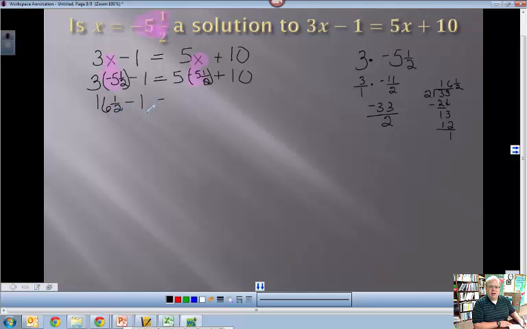minus 1 equals 5 times negative 5 and 1/2 plus 10. Okay. Well, 16 and 1/2 minus 1 is going to be 15 and 1/2. And I need to see, does that equal this side? Well, now I can concentrate all my efforts on this other side to see if it equals or not. Okay?